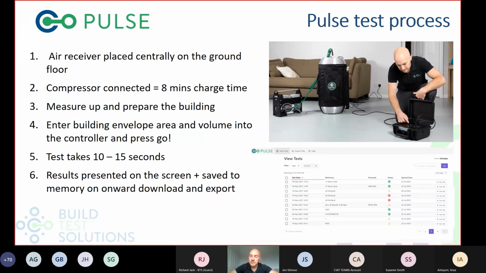You're actually able to go around and measure up, make sure all your internal doors are open, and seal up any purpose-provided ventilation if that's the nature of the test that you're doing, which is common for compliance testing at least.